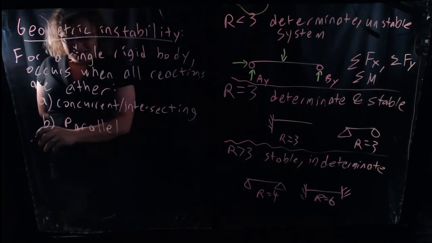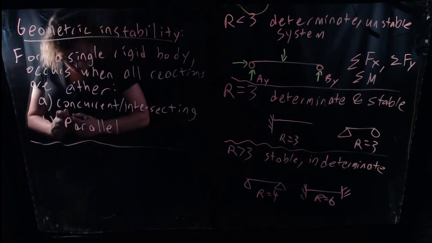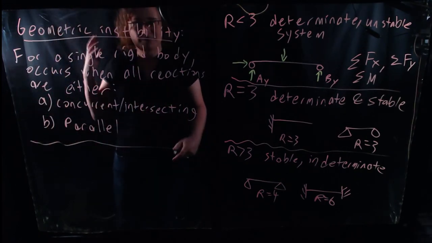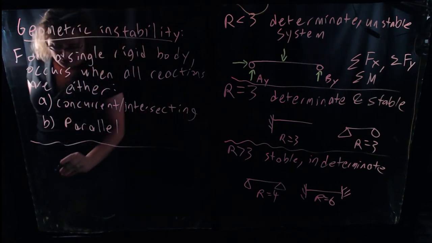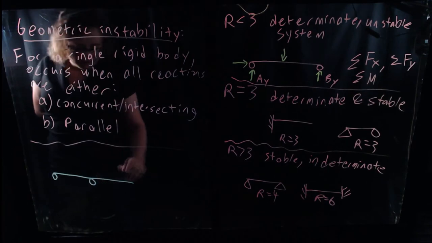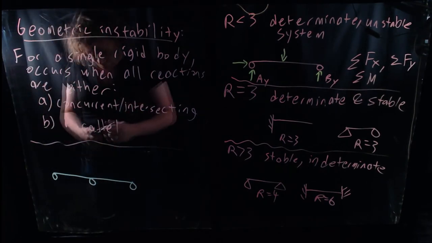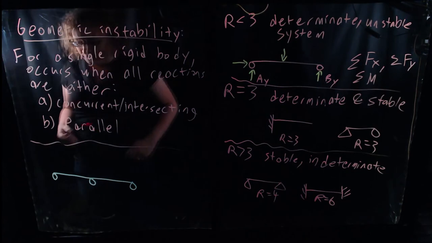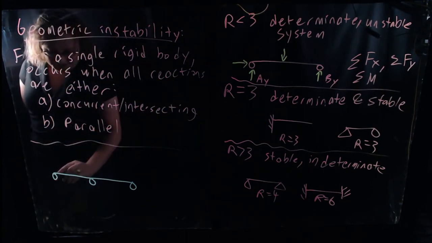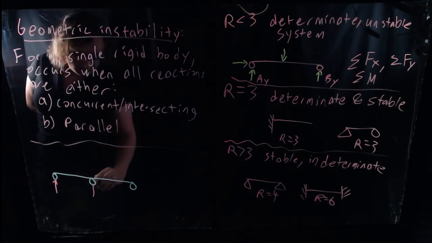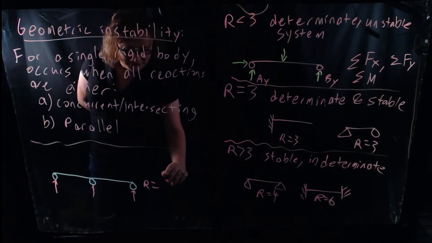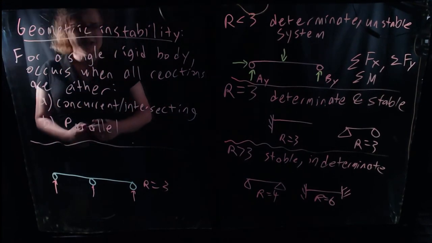So let's look at this graphically. It is possible to have 3 reactions, but still be unstable. For example, consider the case of a triple roller beam. Let's figure out the number of reactions I have. Well, I have 3 roller supports, and this beam is continuous all the way through. So I have 1, 2, 3 reactions. R is equal to 3. However, this thing is clearly unstable.